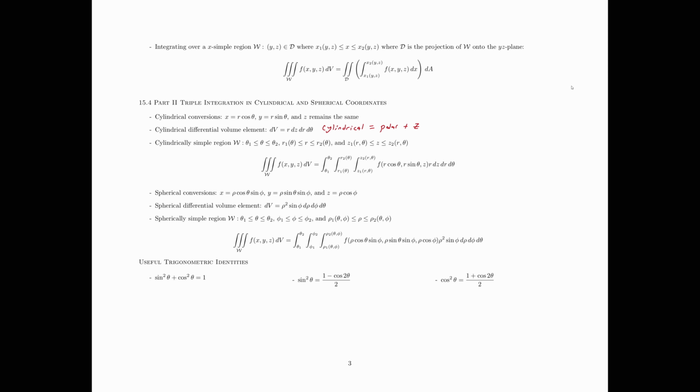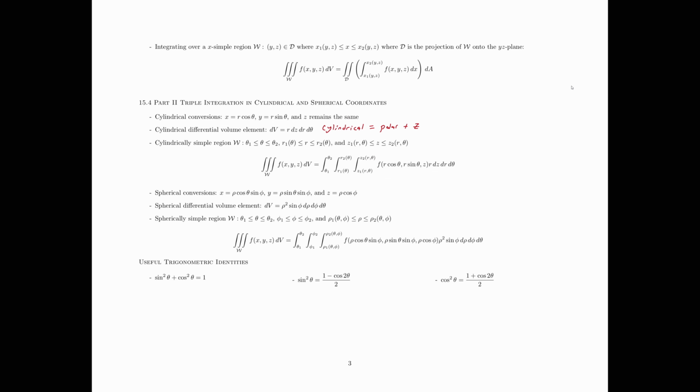So, for cylindrically simple regions, you will order your inside integral, so you'll always do z first for cylindrical. Always, always, always this order, z, r, theta, every single time. So identify your top and bottom surface, and you just want to make sure that you convert them into polar. That's why there's an r and theta there.